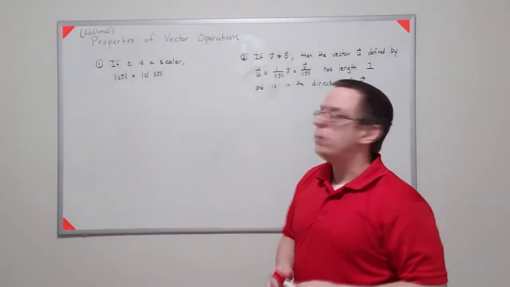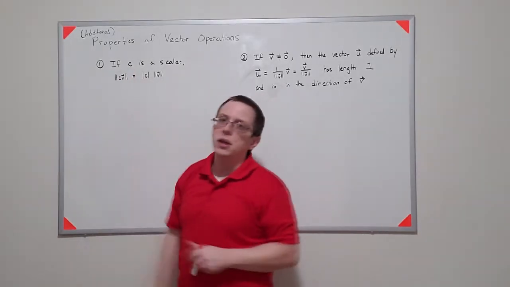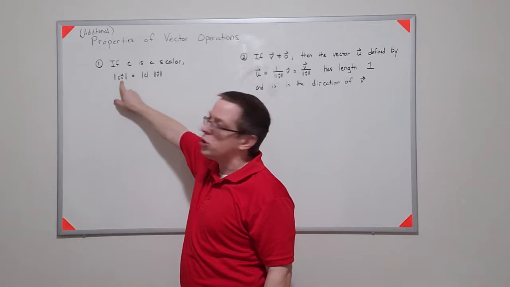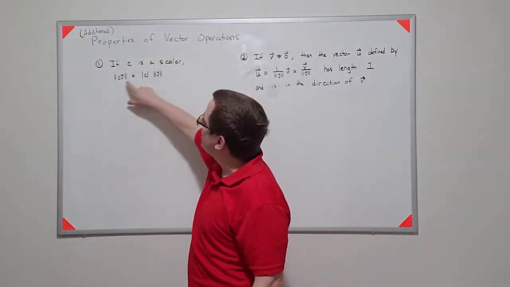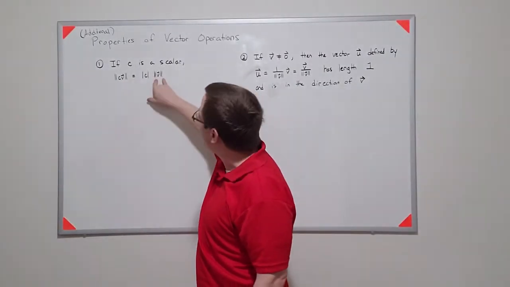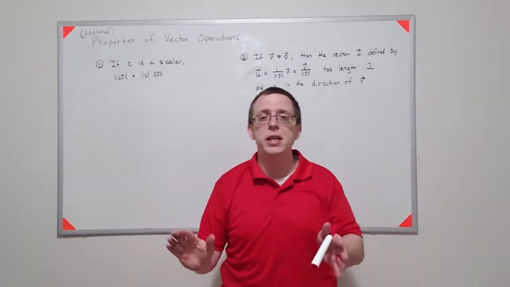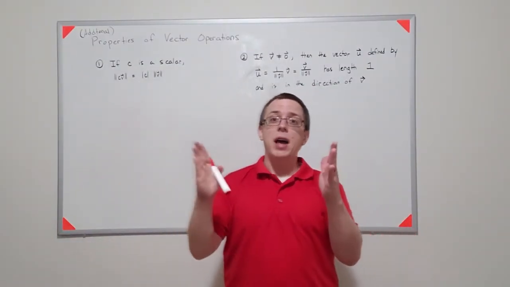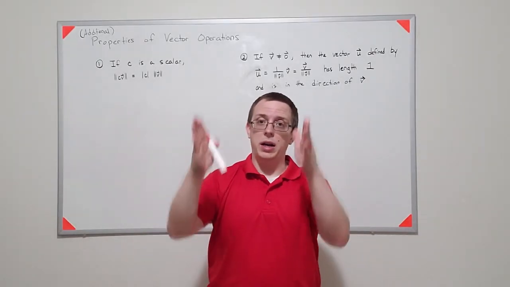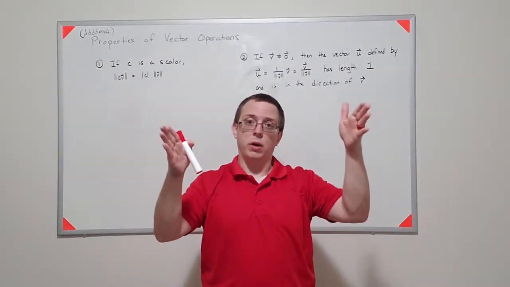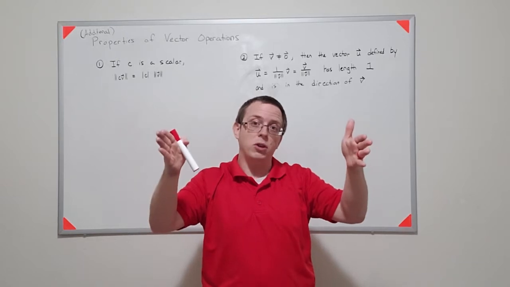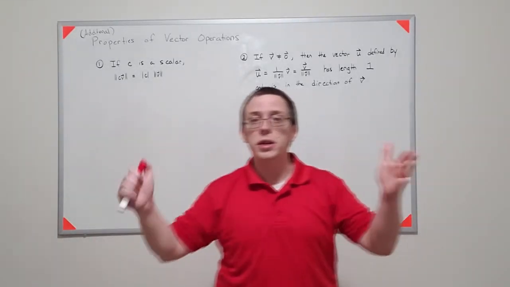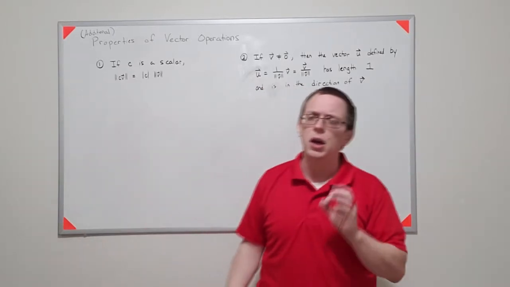So the first one is that if some number C is a scalar, then the scaled version of the vector has the magnitude of the vector's magnitude times its scale, which I said really poorly. But the idea here is that if I have a vector with some magnitude, then 2 times that vector is going to have twice the magnitude. It's pretty simple, right? If I have 3 times a vector, it's going to have 3 times the magnitude.